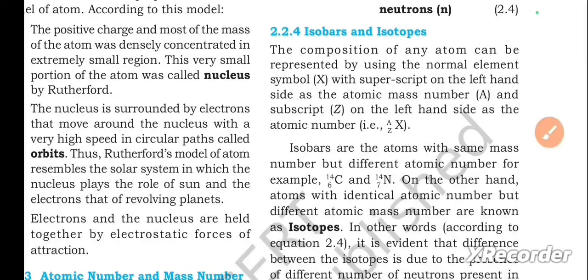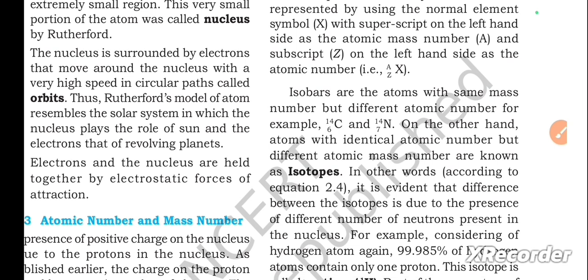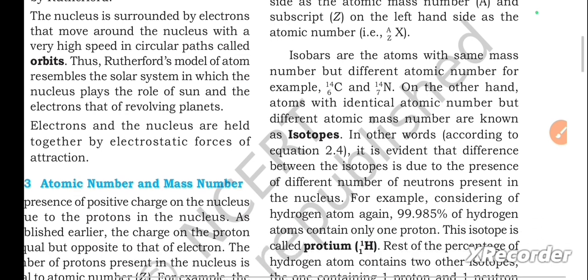Next, isobars and isotopes. The composition of any atom can be represented by using the normal element symbol X with superscript on the left-hand side as the atomic mass number A and subscript Z on the left-hand side as the atomic number. Isobars are the atoms with the same mass number but different atomic number, for example 14C6 and 14N7. On the other hand, atoms with identical atomic number but different atomic mass number are known as isotopes.